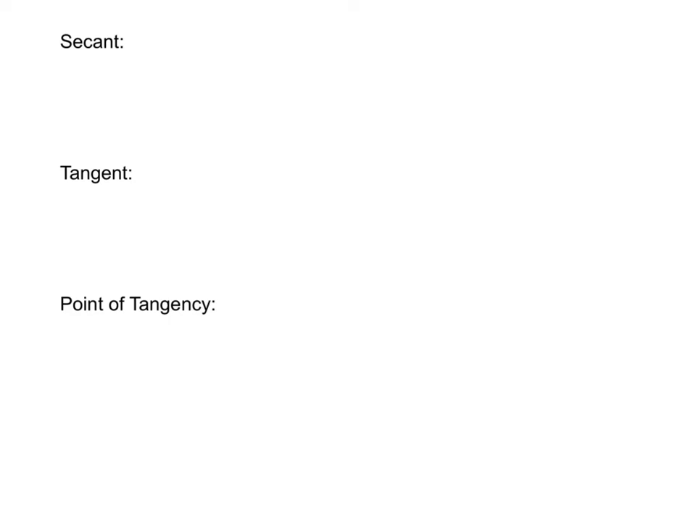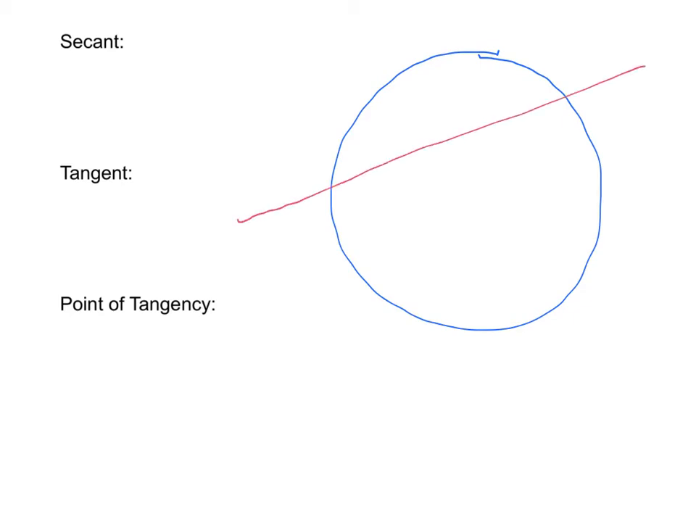A secant is a line that passes through a circle at 2 different points. So if we have a circle, then the secant is going to be a line such as this one. And as we can see, it passes through the circle here and here.